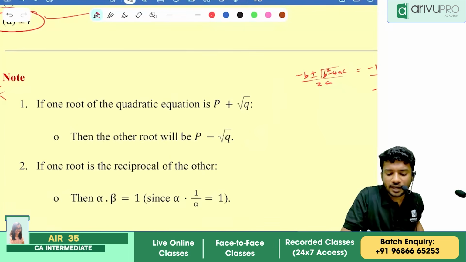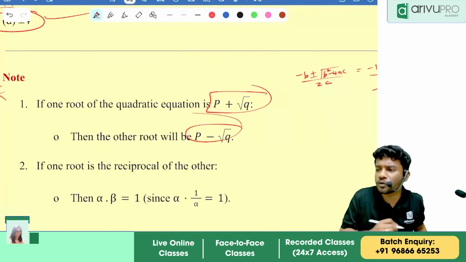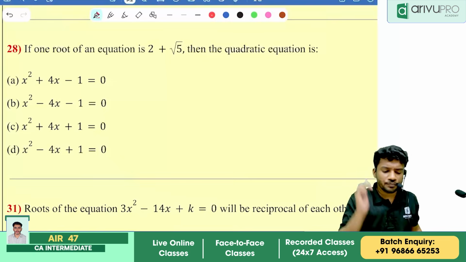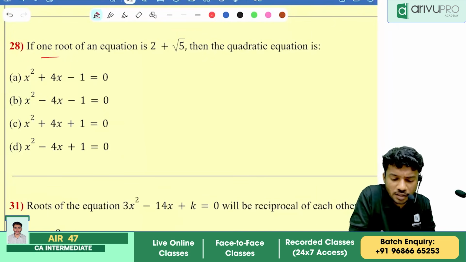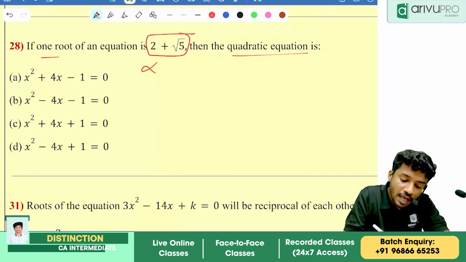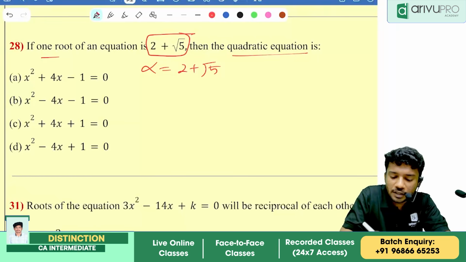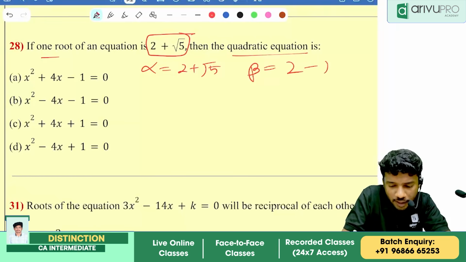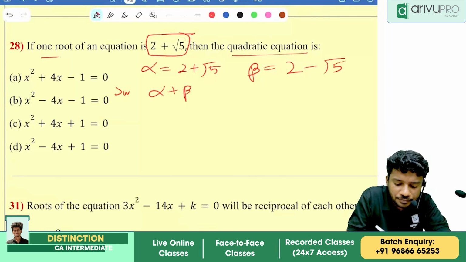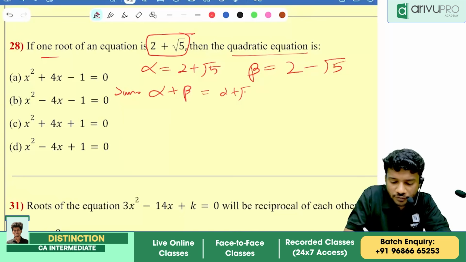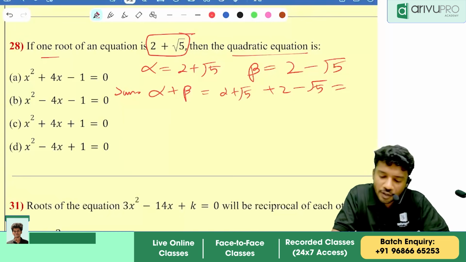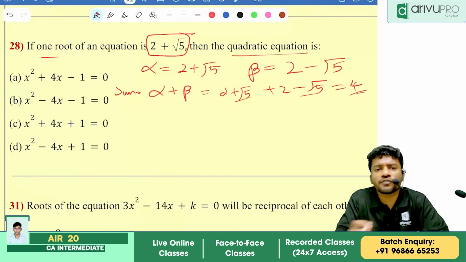Using that logic, if one root is p plus root q, the other root will be p minus root q. Then look at this. One of the roots of the quadratic equation is 2 plus root 5. What is the quadratic equation? If alpha is equal to 2 plus root 5, then beta will be 2 minus root 5. Can you tell me the sum of the roots, alpha plus beta? 2 plus root 5 plus 2 minus root 5 is equal to 4, as minus root 5 plus root 5 cancel off.